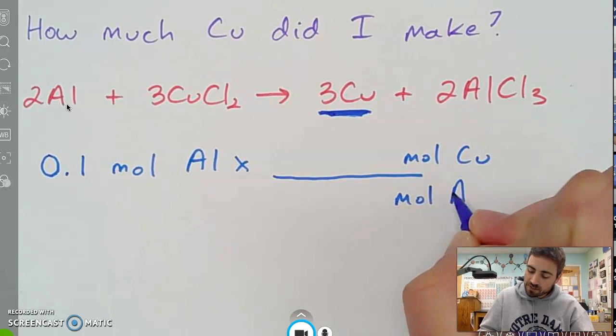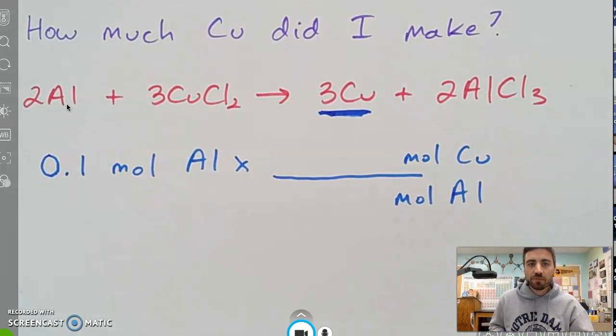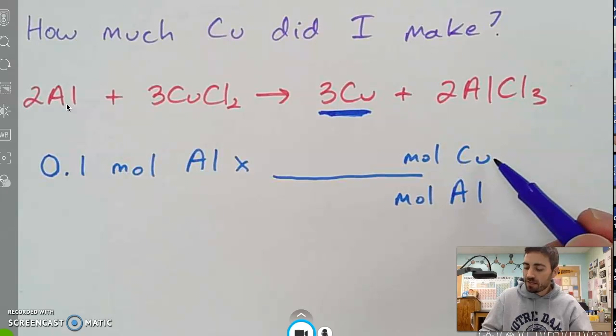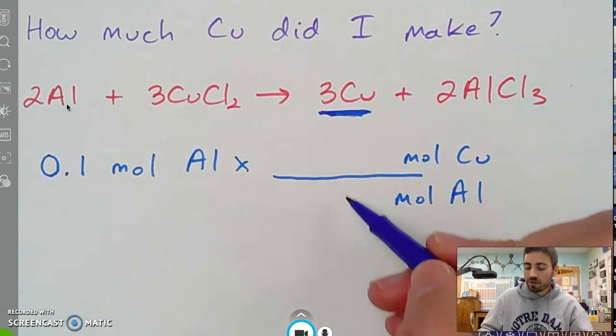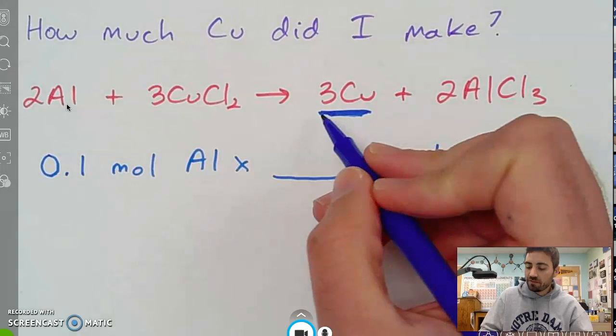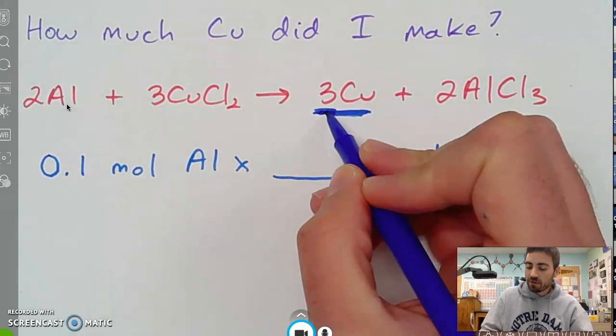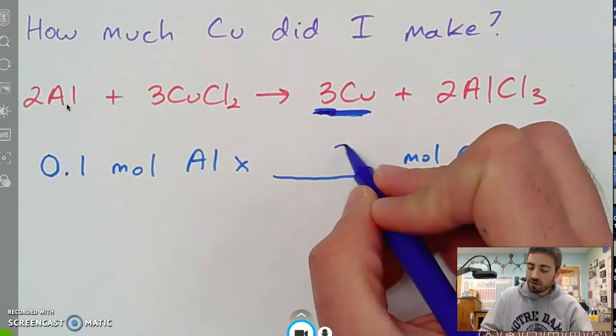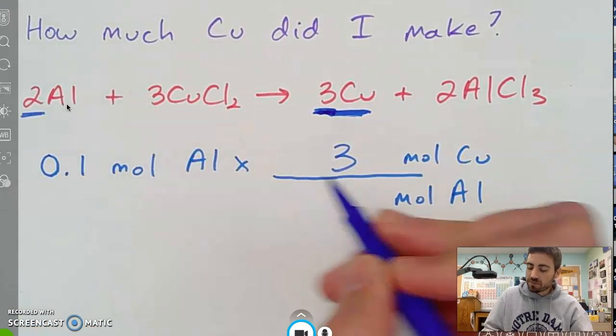So notice that I'm doing the same setup that looks familiar from the past couple lessons. We have the unit that we want to cancel out at the bottom, and we have the new unit that we're calculating into on the top. And then to get these numbers right here, we just go right to our chemical formula and fill in the coefficients. So there's 3 coppers produced every time this reaction runs, and there's 2 aluminums that are used up.